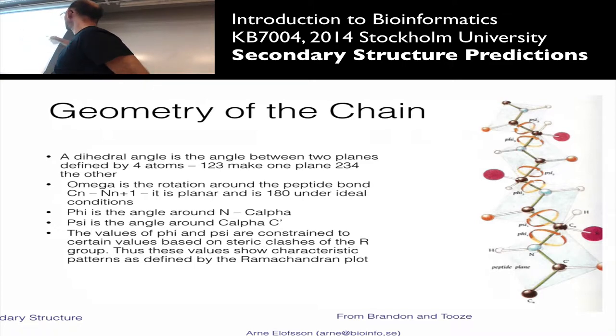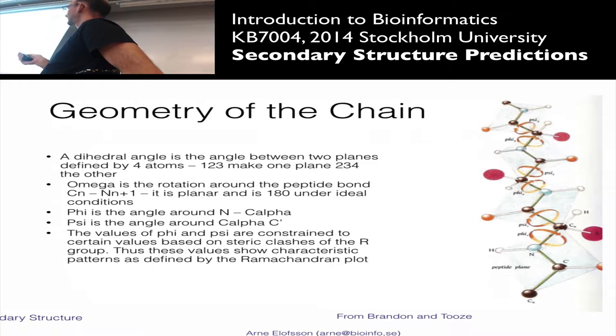So you can define it with atoms 1, 2, 3, 4, and you have rotation. So this is the phi bond here, between the C alpha and the amine group, and the psi bond, which is between the C alpha and the next carbon group. Then you have these omega angles, at the peptide bonds, that's the one that's marked here. And basically, it's almost always 180 degrees.